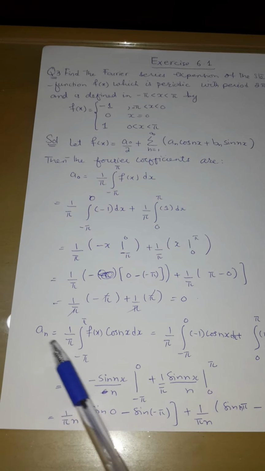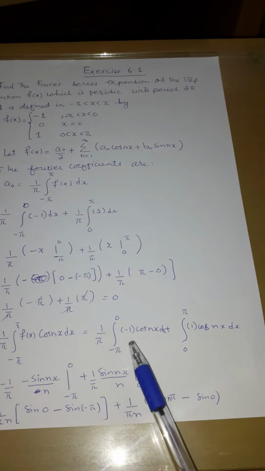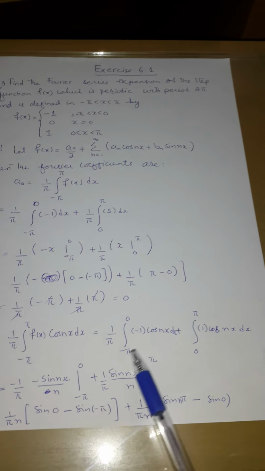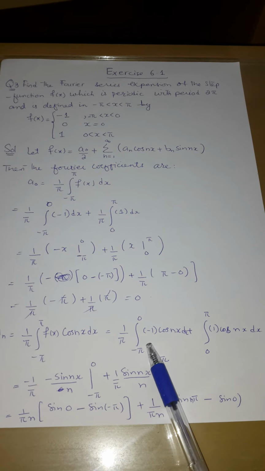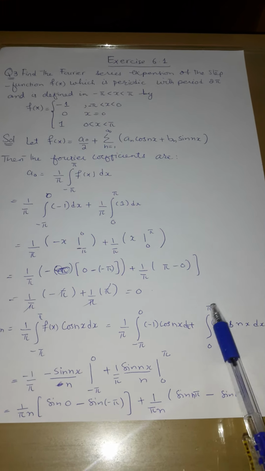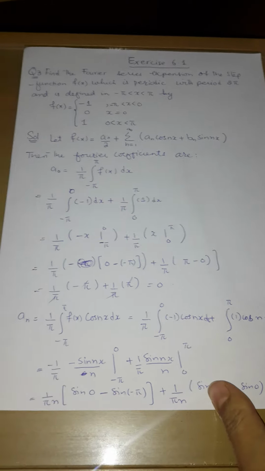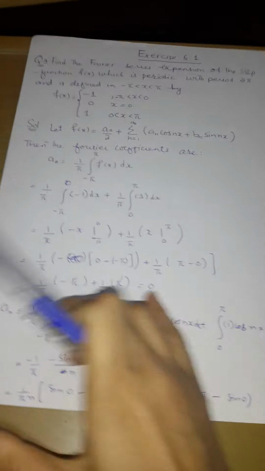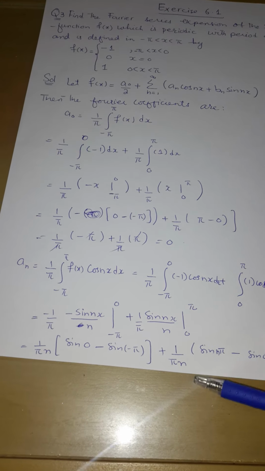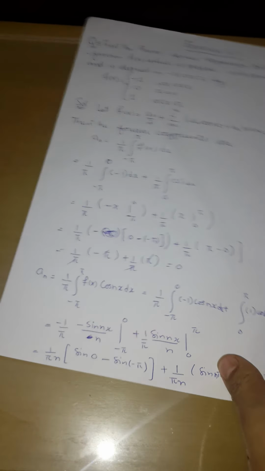Same as a of n, we are also taking it into two integrals. From minus pi to 0 it is minus 1, and from 0 to pi it is 1. Now after solving this, we also have the value 0 here.